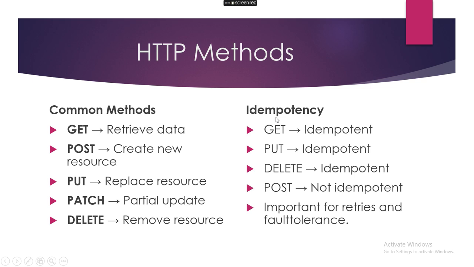So idempotency, right? This is another very important thing you need to understand, and it's very important for retries and for fault tolerance. So, what is idempotency? Idempotency talks about whether or not you get the same result if you run the same query. An HTTP method is idempotent if you can run the same request with the same parameters and get exactly the same result. However, if you run the same request and get a different result, then that HTTP method is not idempotent.